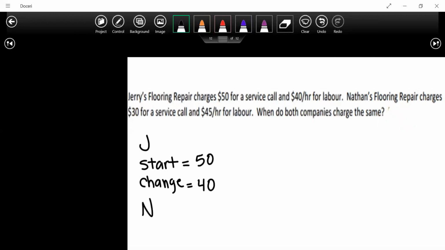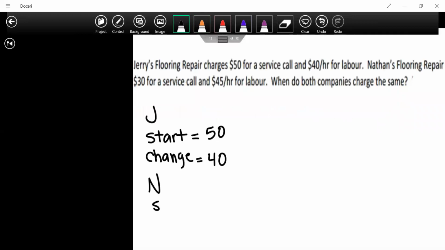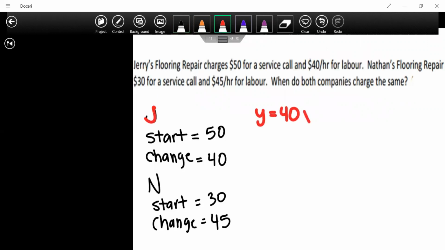For Nathan's, we have a start and a change. How much does Nathan charge? 30. Overall, how much does it change over time? 45. Did we come up with our 2 equations? For Jerry's, for J would be what? Y is equal to 40x plus 50. Our Nathan is going to be y is equal to 45.